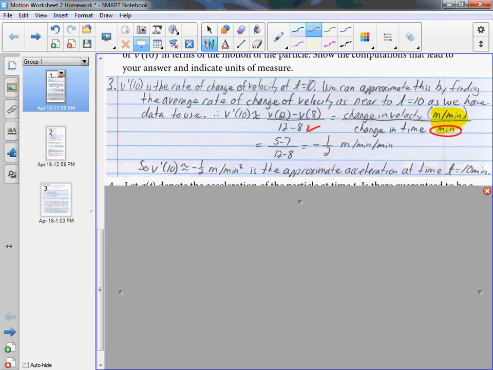So v prime of t is approximately negative 1/2 meters per minute squared. And that is the approximate acceleration at time t equals 10 minutes. Now, have I been redundant with my naming things and writing things down? Yes, I have. Hopefully that helps you understand it. You don't have to be redundant on the test. You just have to be accurate the first time.